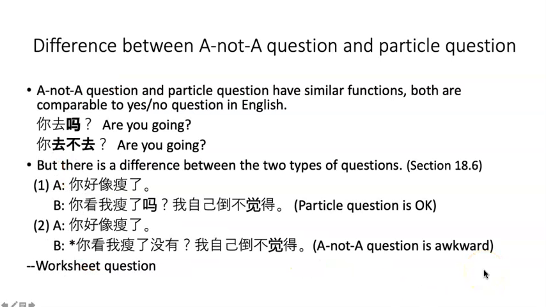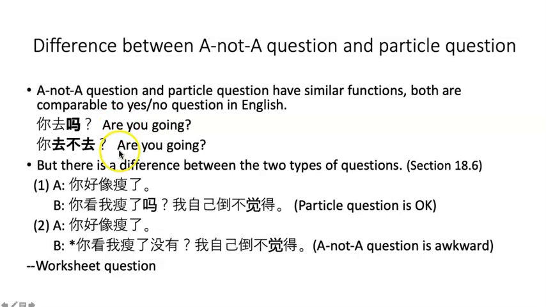After discussing the three formal patterns of A not A question, let's talk about the difference between A not A question and particle question. They have similar functions as we discussed earlier. Both are comparable to yes-no questions in English. For example, 你去吗? This is a particle question formed by the question particle 吗 added to a declarative sentence 你去. 你去吗? Are you going? The second one, 你去不去? This is an A not A question as we just discussed. 你去不去? Are you going? So 去不去 is the A not A part.